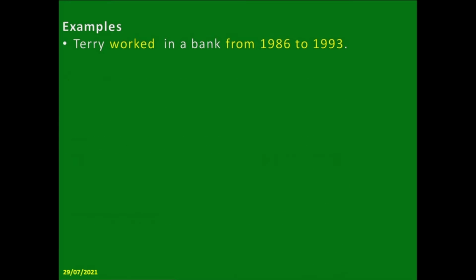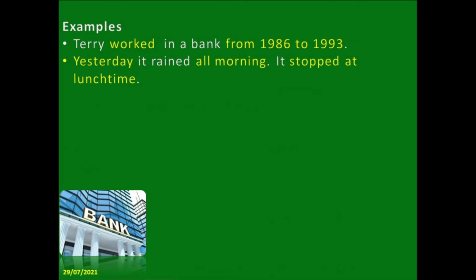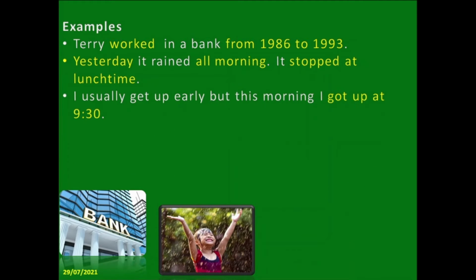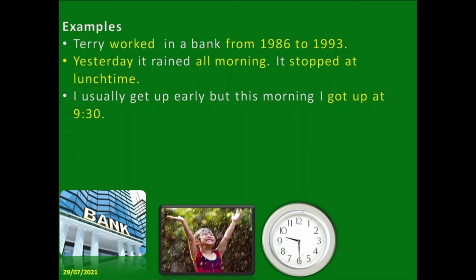Let us see a few examples. Derry worked in a bank from 1986 to 1993. Yesterday it rained all morning. It stopped at lunchtime. Yesterday shows that it's all about the time that happened yesterday. I usually get up early, but this morning I got up at 9:30. Again, showing the time. It's very important that whenever we talk, speak or write in the past simple, we mention the time, so that it makes complete sense.